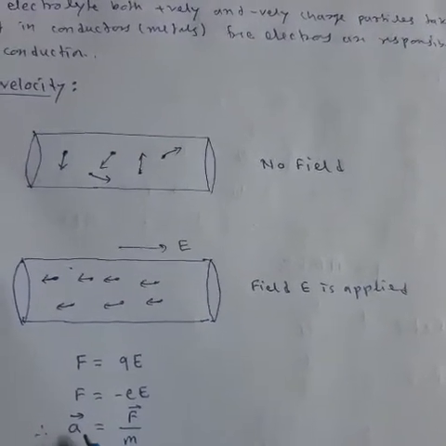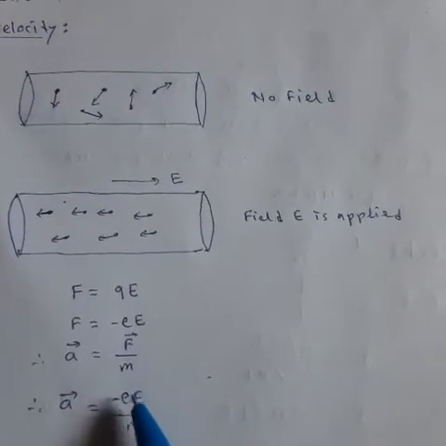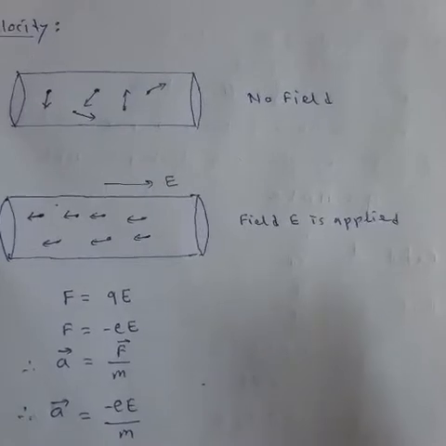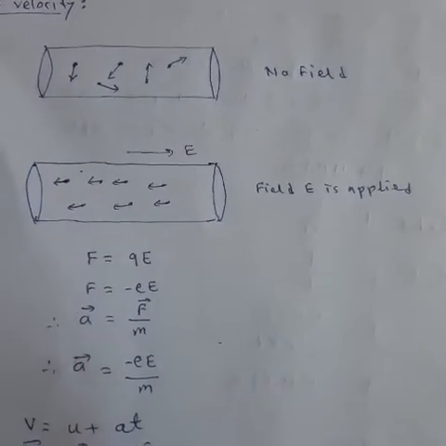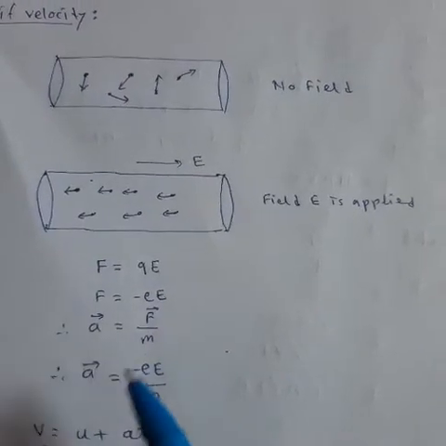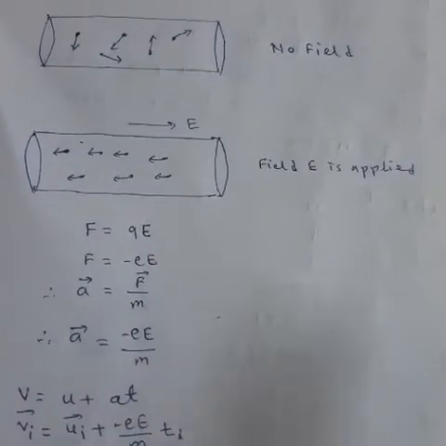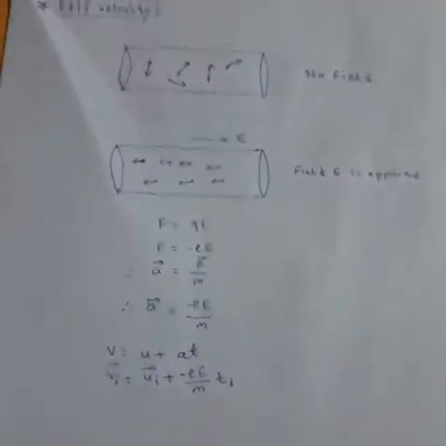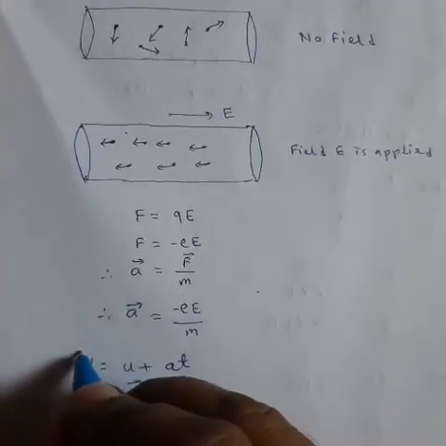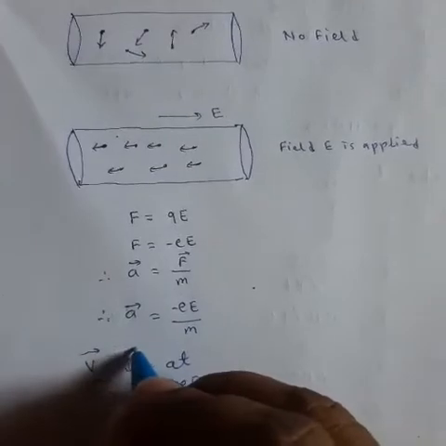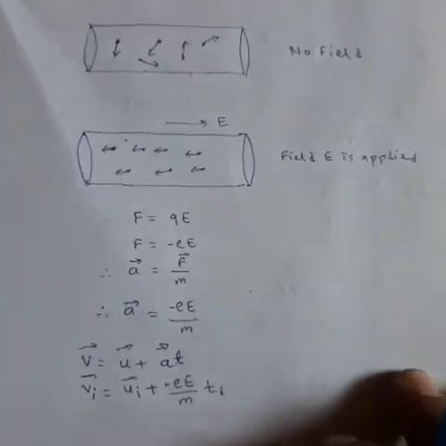Again, we know that according to Newton's second law, force is equal to ma. Therefore, a is equal to F divided by m. Therefore, a is equal to minus eE divided by m. This is the acceleration of the electron in left direction. Again, from the first kinematical equation, v is equal to u plus at. We can write this relation in vector form: vector v is equal to vector u plus vector a into t.